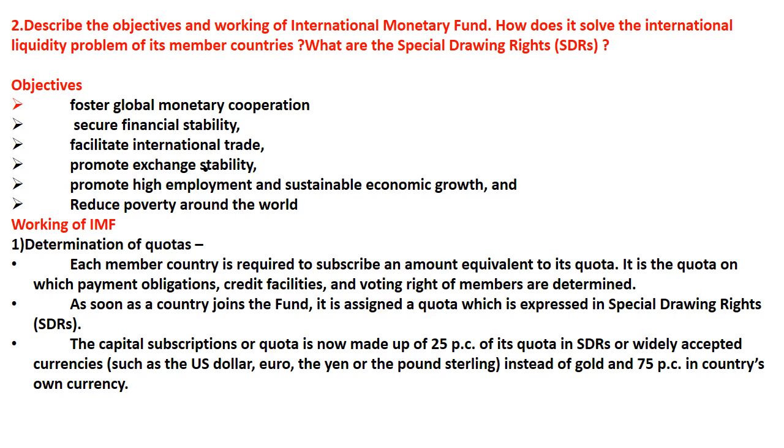So previously it was in gold. Now the capital subscription 25% should be in SDR or in widely accepted currencies like US dollar, yen, pound sterling, or euro, and the remaining 75% in the country's own currency.